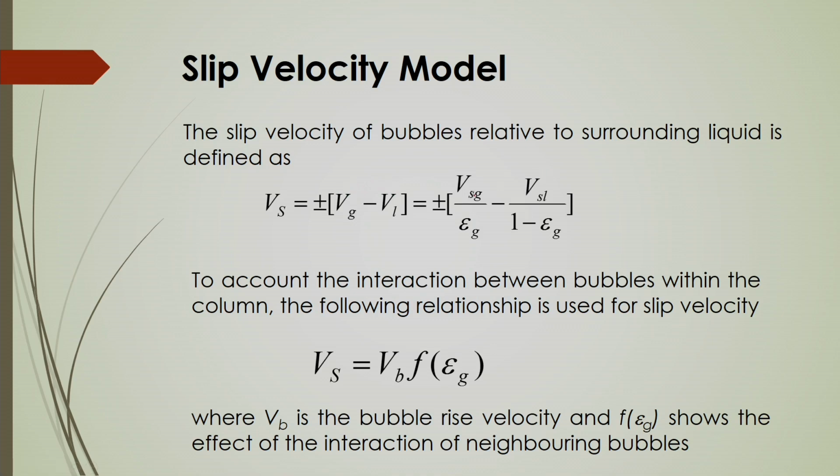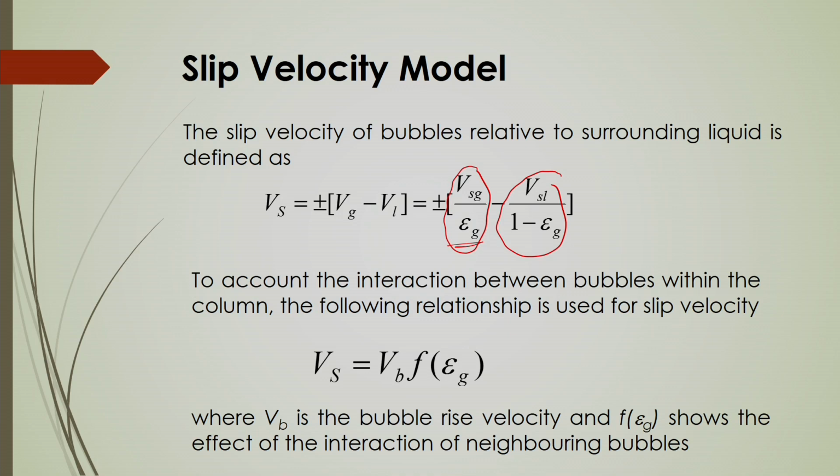So, Vs will be defined like this: Vs equals plus or minus (Vg minus Vl). What is Vg? Vg is the actual velocity of the gas and Vl is the actual liquid velocity, whereas the actual gas velocity will be defined as Vsg by epsilon g, or alpha g. Vsg is the superficial gas velocity and epsilon g is the gas hold up in that gas liquid mixture. This will give you the actual velocity, which is greater than the superficial gas velocity, and the actual liquid velocity will be equal to Vsl divided by epsilon L, where epsilon L is nothing but 1 minus epsilon g.